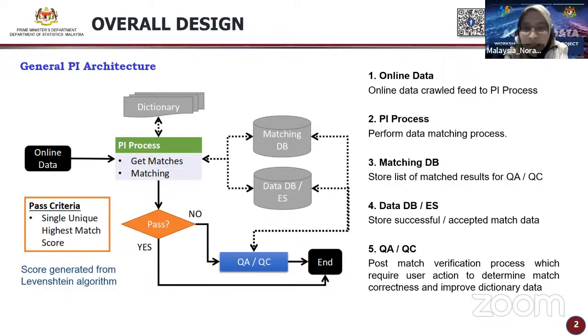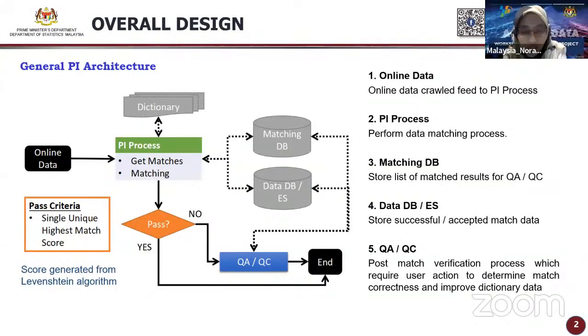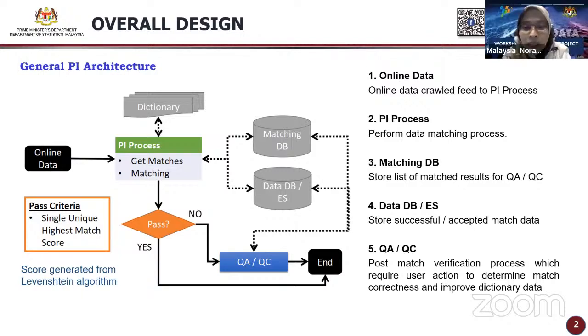And next, data DB and ES, which will store successful and accepted match data. And then QA/QC will run a post-match verification process, which requires user action to determine match correctness and improve the dictionary data. So the initial dictionary data is prepared based on sample data from online resources.